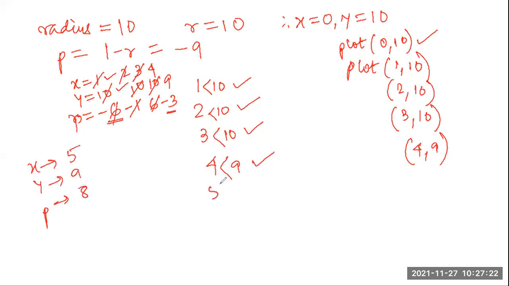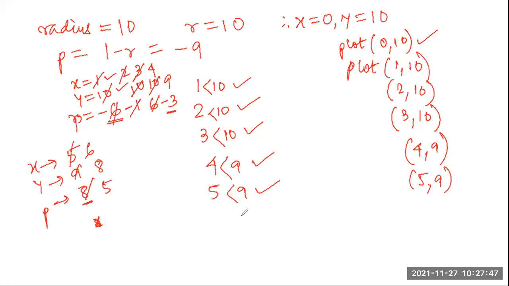Fine. 5 is lesser than 9. True. I will plot 5 and 9. Then p is 8. Right? So what will be the updated value of x, y, and p? 6, 8, 5.